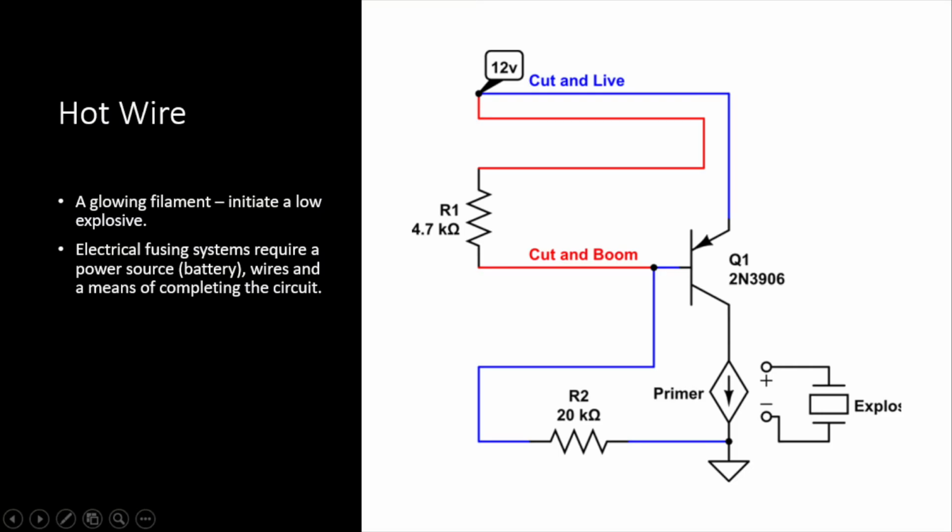Pyrotechnic or cannon fuse burns almost completely, leaving primarily a trail of combustion products after ignition of the device. Hot wire is another effective initiation mechanism in which a glowing filament supplies the necessary energy to initiate a low explosive. Electrical fusing systems require a power source, which is usually a battery, wires, and a means of completing the circuit.